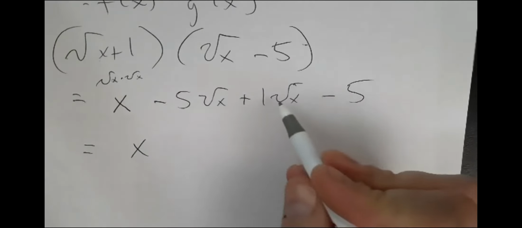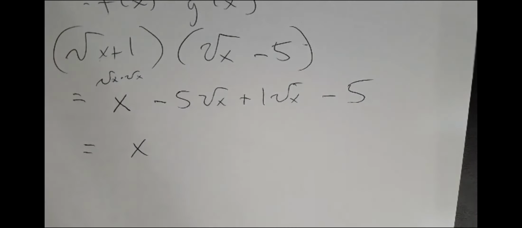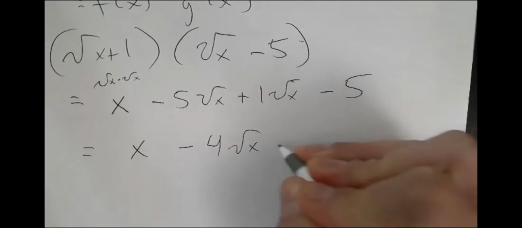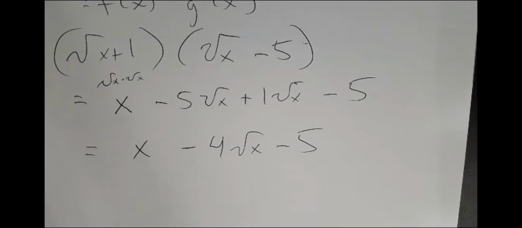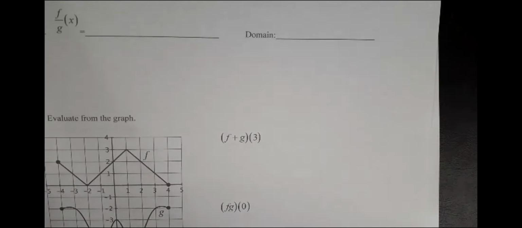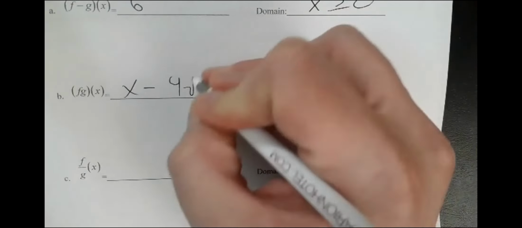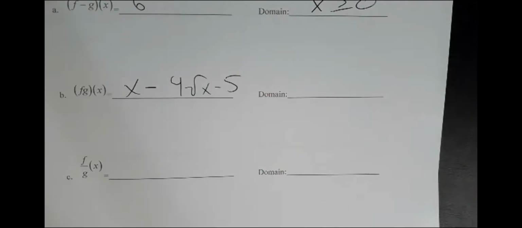Next, I have a minus 5 of these, and I have a plus 1 of them. That means overall I have a minus 4 root x. You might look at this and ask, is there any way I can simplify this? I don't think so. That is what this thing should look like.